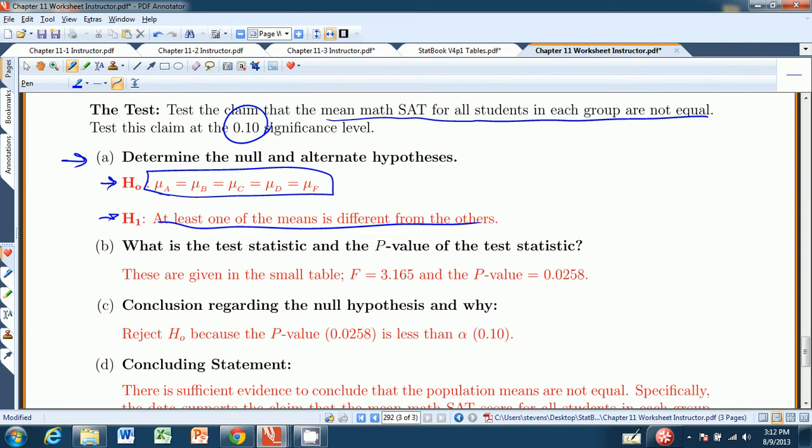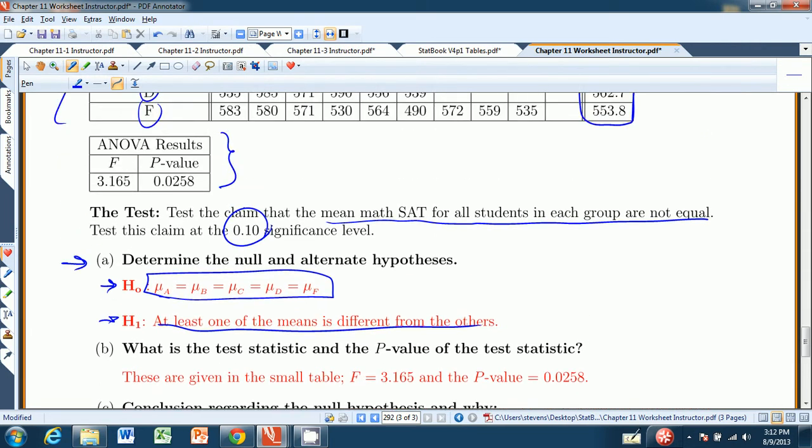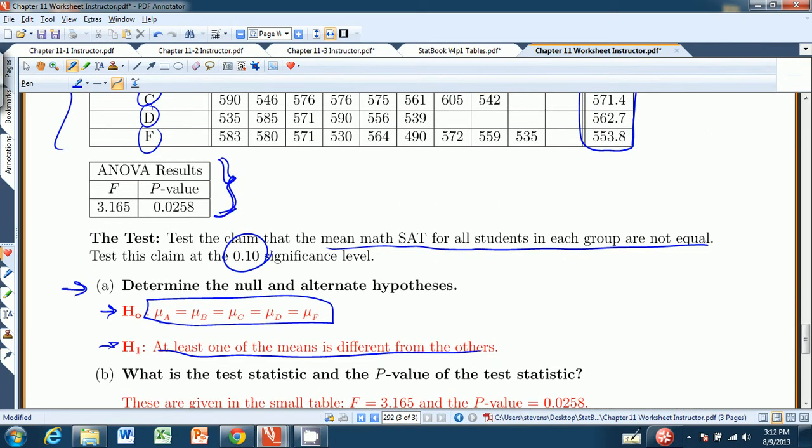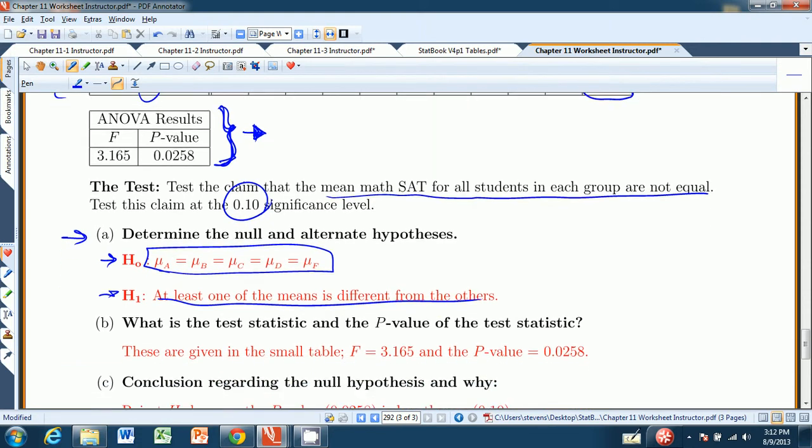Okay, the test statistic and the p-value, that's great. That took no work at all. It was given to you, and that's because, in my humble opinion, an ANOVA test should never be done by hand, but should be done with software instead. And since we don't have a software requirement for this textbook, I just give you the results. So the test statistic is 3.165, but more importantly, the p-value is 0.0258.